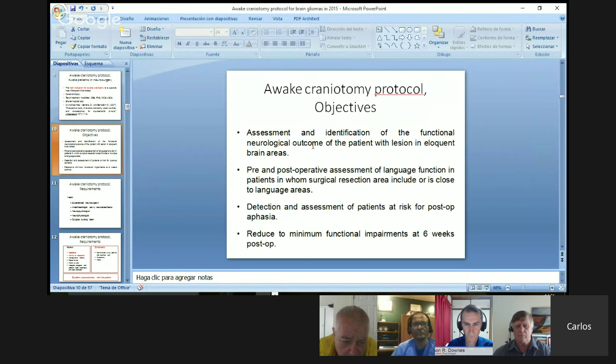The objectives of the awake craniotomy are the assessment and identification of the functional neurological outcome of patients with lesions in eloquent brain areas, and a pre- and post-operative assessment of language function in patients in whom the surgical resection area includes or is close to language areas. Also, detection and assessment of patients at risk for post-operative aphasia, reducing functional impairments to a minimum at 6 weeks of the post-operative period.